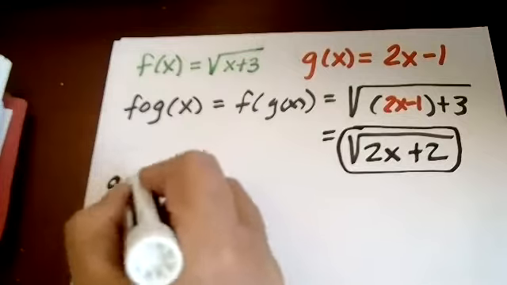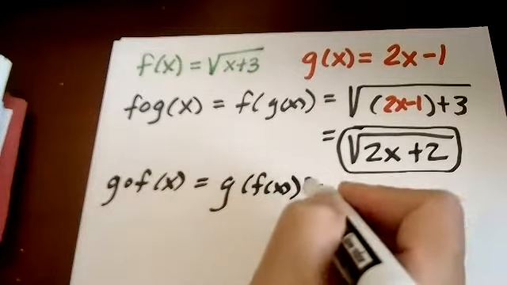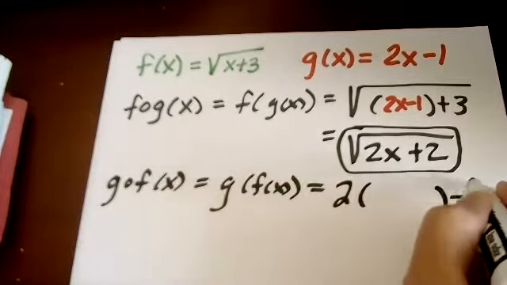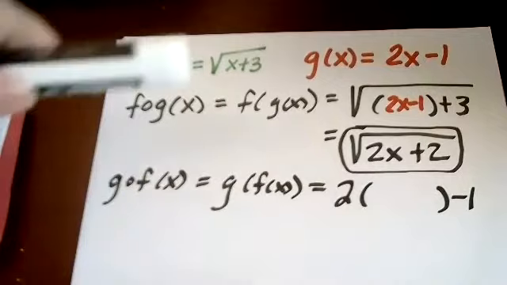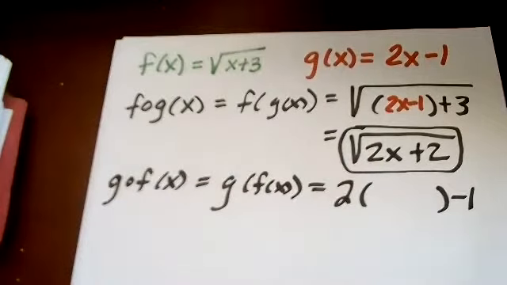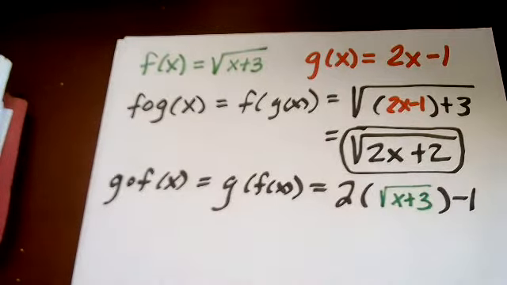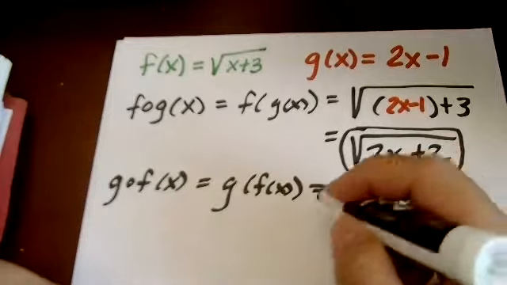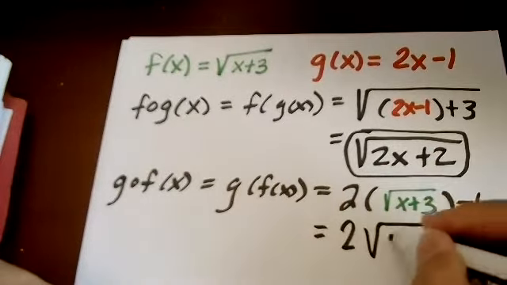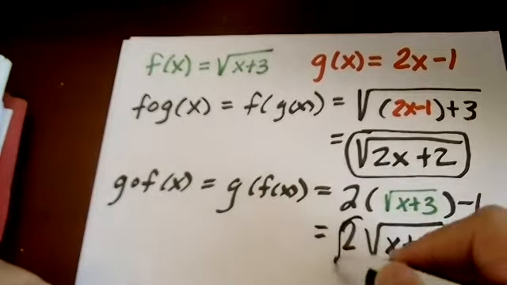Now if I were to do g composed with f, or g of f of x, I would start with the g function, and in the place of the x in the g function, which is 2x minus 1, I'm going to put the radical. The radical is the f of x, the square root of x plus 3. Since there are implied parentheses inside a radical, there is no need for these outer parentheses, and I can just write this as 2 square root of x plus 3 minus 1.